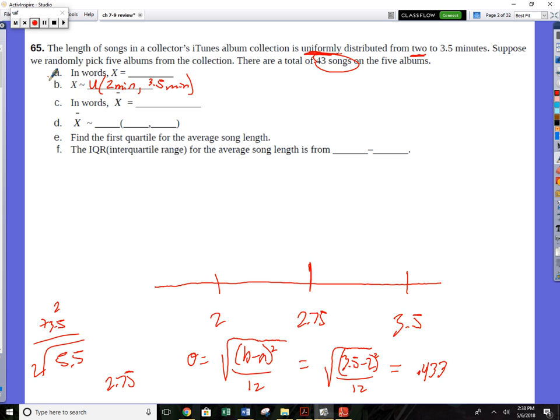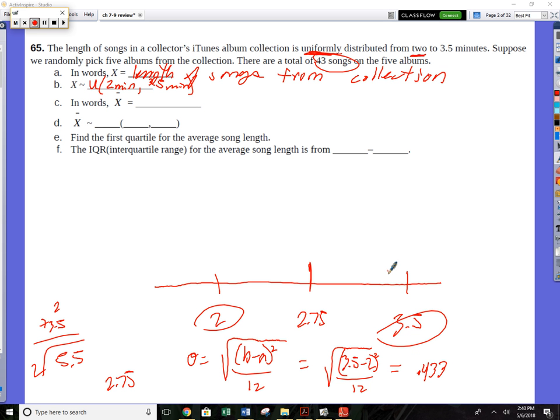Okay, so now we're ready to go. So in words, what is X? X is the length of songs. It's not the average length of songs, it's just the length. That's what we're measuring here from some collection. So we measured all these songs and found that the smallest length was 2, the largest length was 3.5. So X could be anything between 2 and 3.5.